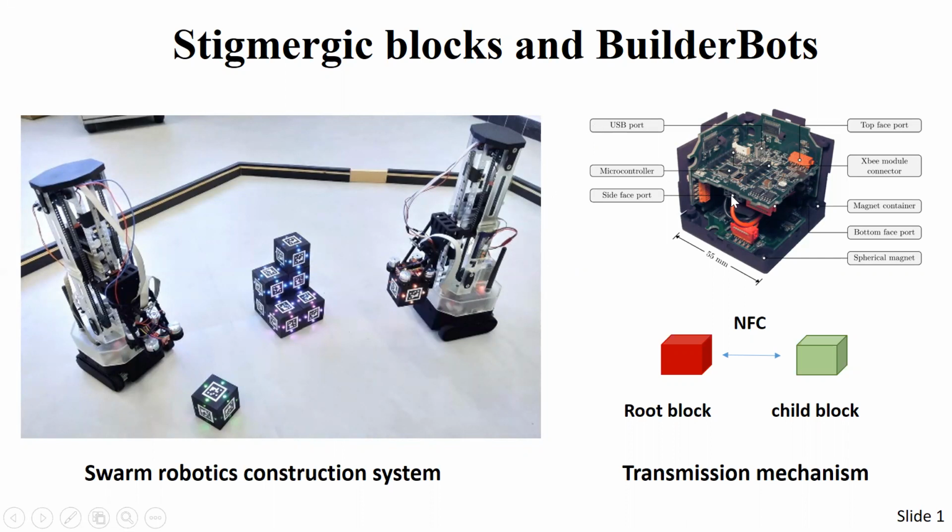The symmetry blocks have microcontrollers, which are used to make decisions and process information. It also has 6 faceboards. On each faceboard, we installed an NFC to communicate with its neighbors. And on each faceboard, we have LEDs which can light different colors like blue, green, purple, and red.